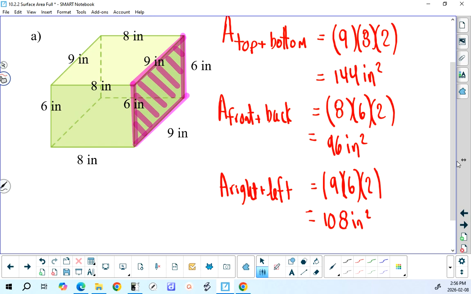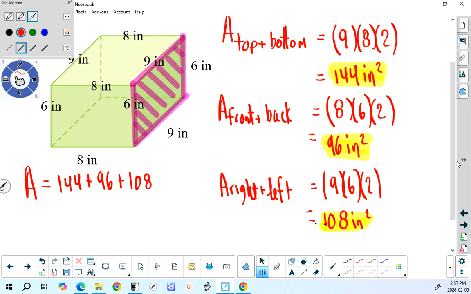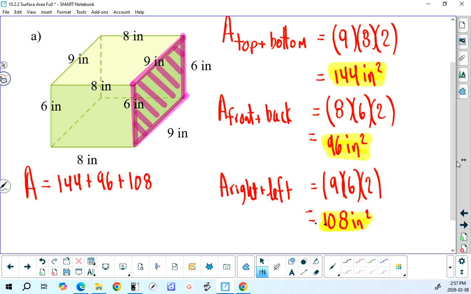So how is it we find the total surface area? The total surface area is going to be found by adding 144 square inches, 96 square inches, and 108 square inches. So 144 plus 96 plus 108 gives me 348 square inches. I know these numbers are right. I'm confident in that, but you can check them with a calculator if you like. So that is our answer, 348 square inches.